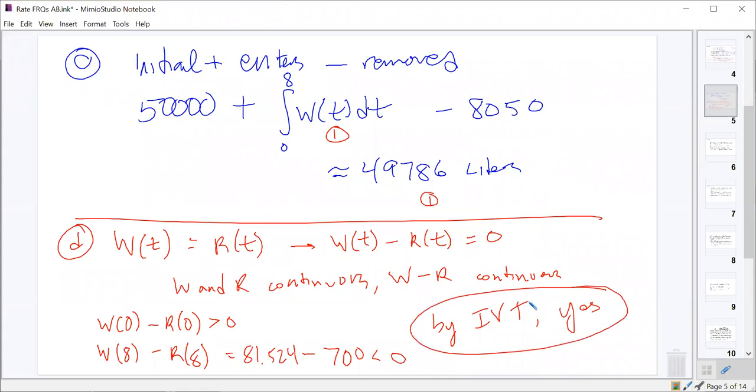And the point breakdown for that one was 2 points. One for looking at W of t minus R of t, and one for saying yes by the IVT, and having some proof of that over here. Any questions there on part D? So you had to use intermediate value theorem. There's like no other way you could have done it.